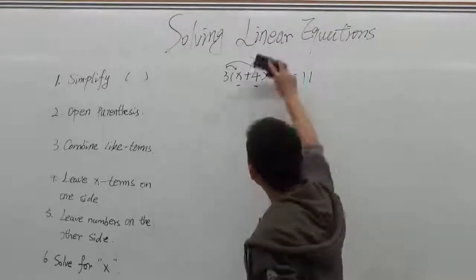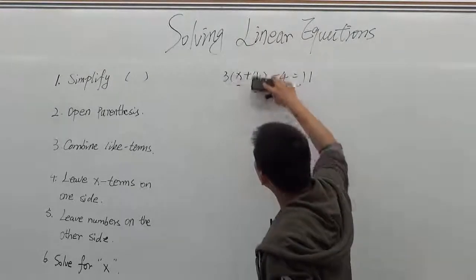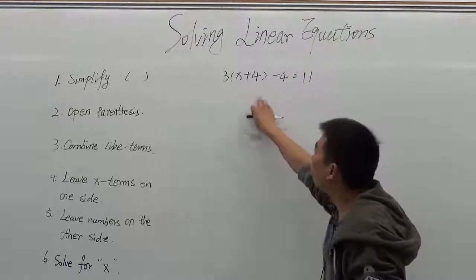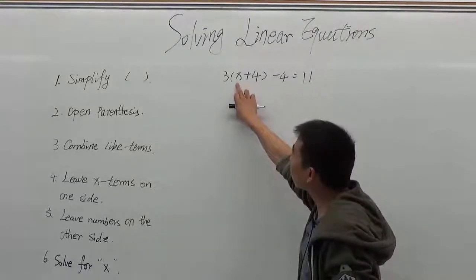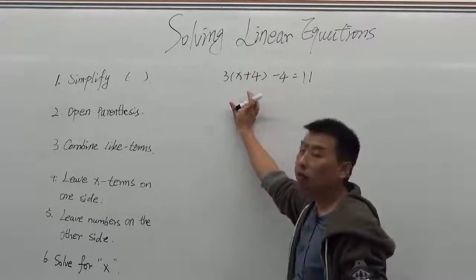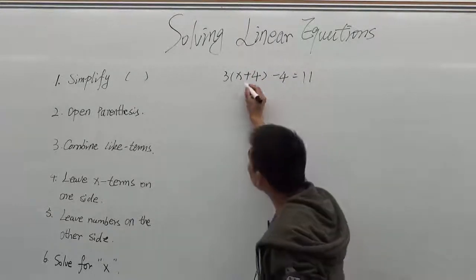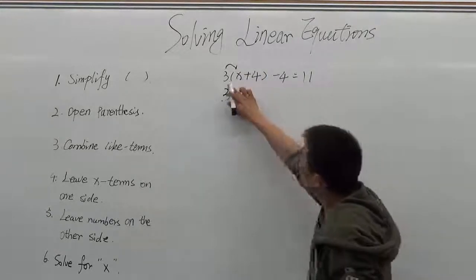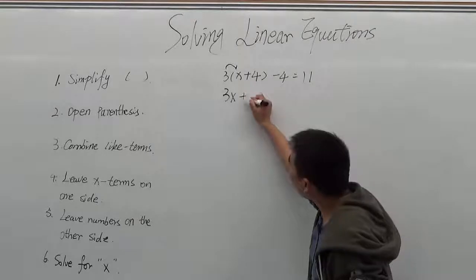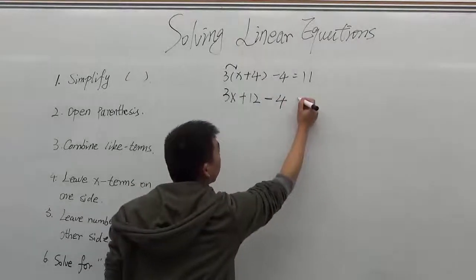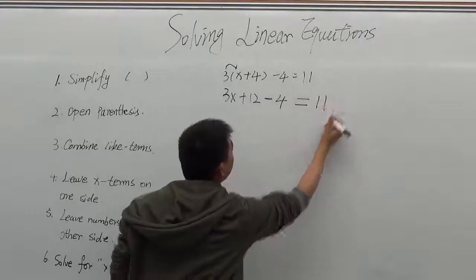So like this question here, 3 times x plus 4. So we need to look at it, x plus 4, because this is an x term, this is a number, so we cannot add them. We just open it. So 3 distributed to x, so 3x plus 3 times 4 gives 12. Then minus 4 equals 11.